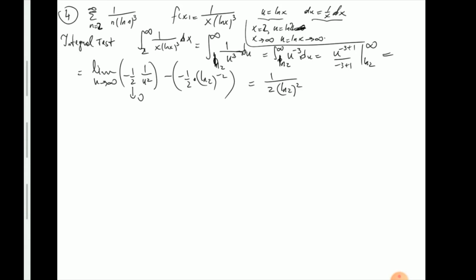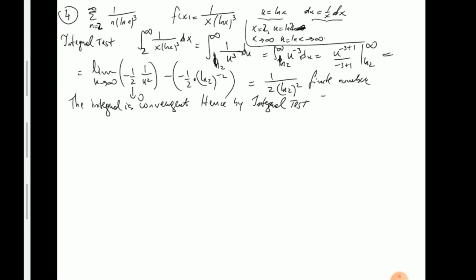like that, 1 over 2 ln of 2 squared, which is clearly a finite number, and therefore the integral is convergent. Hence, by the integral test, the series itself is convergent.